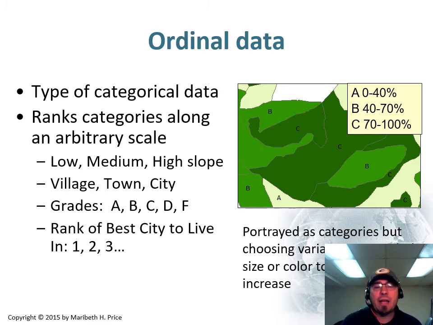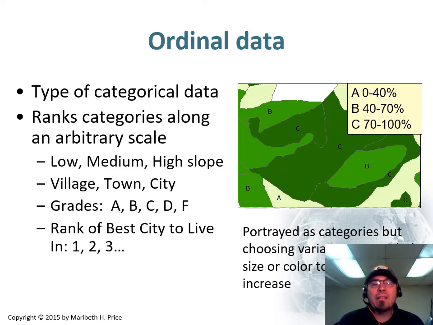Things like village, town, and city. We don't know where the cutoff for population would be between those. Grades A, B, C, D, and F. Those are arbitrary letter grades. I could easily go, I'm going to give you an L, M, N, an O, or a P. You know, we just decided to use those. And then obviously the rank of best city to live in. So that's very subjective.